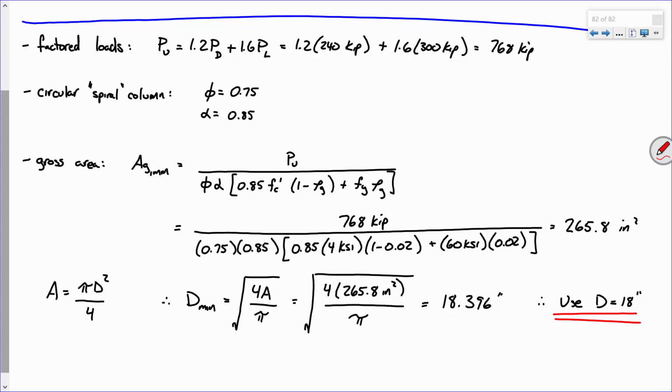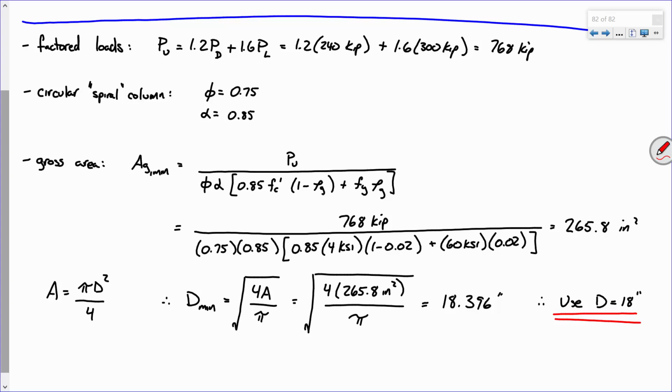There's a reason for that. Because what I'm going to do is use this D and compute the actual gross area of the column. And then I'm going to use that actual gross area to compute how much reinforcement I need for that column to resist that load. Point is, this whole AG-min calculation was based on an assumed 0.02 reinforcement.